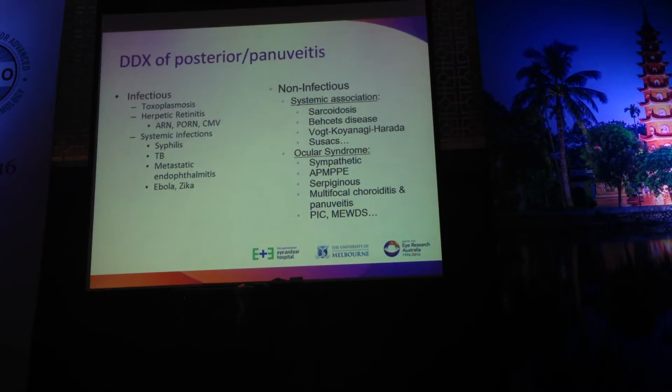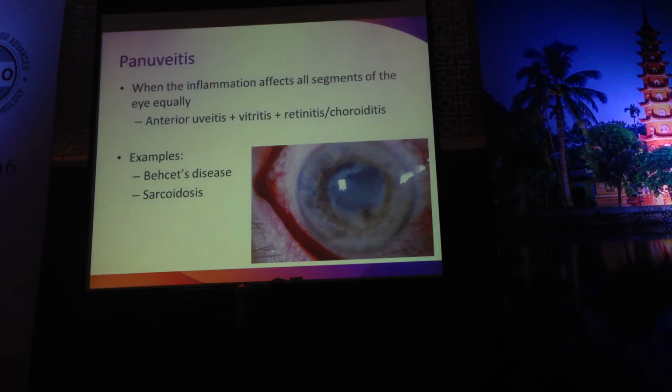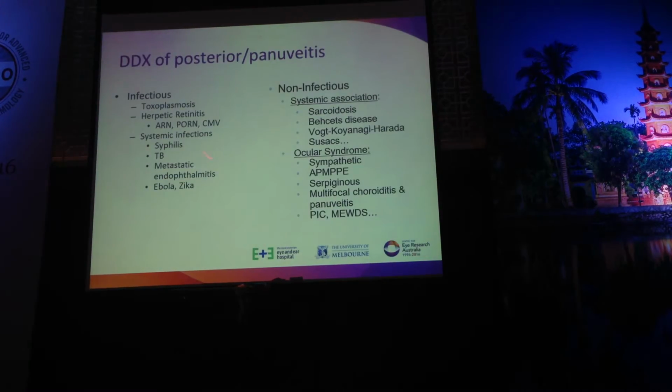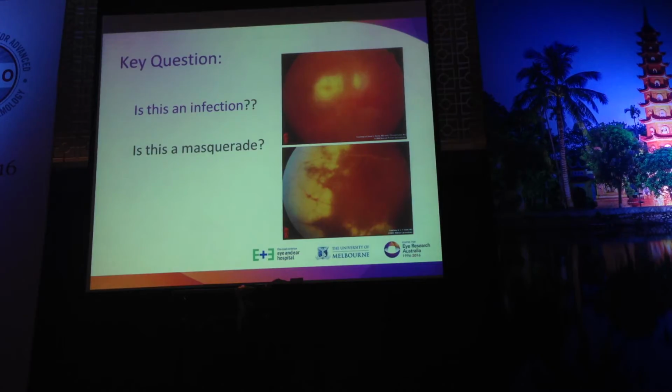And using that initial schema that I showed you, you've got a whole lot of infectious ones and a whole lot of non-infectious ones. And I'm just going to try and give you a framework of how we're going to do this. So the key question always in the management of an acute manifestation of posterior or panuveitis, the first question you should be asking yourself is: is this infection? Okay. The reason being is that the treatment of infection is obviously very different to the treatment of non-infectious causes.